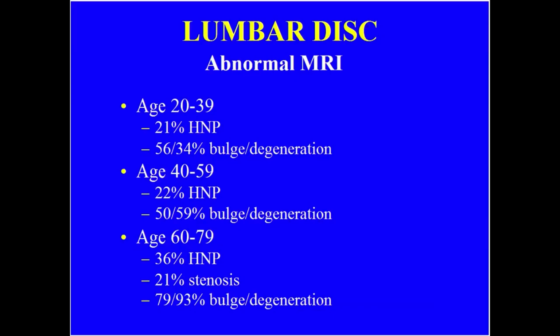Again, be aware of the high rate of abnormal MRI scan. And I realize this is a number-heavy slide, but in general, between the ages of 20 and 40, remember that there's a 20% risk of seeing a disc herniation on an MRI scan. Between the ages of 40 and 60, still only about 20% disc herniation and about 50% disc bulging or degeneration. And when you go between the ages of 60 and 80, you get up to about a third of patients have a disc herniation, 20% have stenosis, and about 80 to 90% have bulging or degeneration. So again, that's a lot of numbers to remember, but you may be asked some of these numbers. They do like to ask this kind of thing.